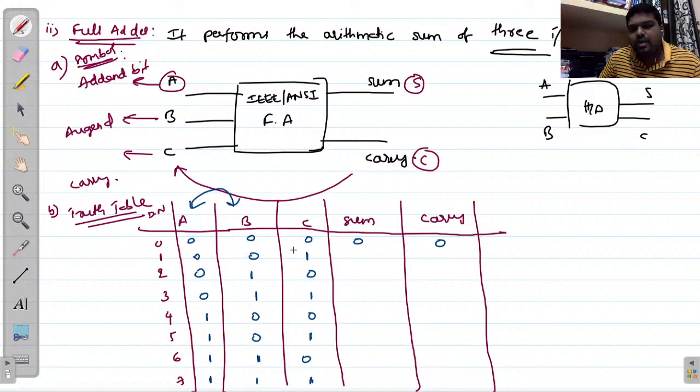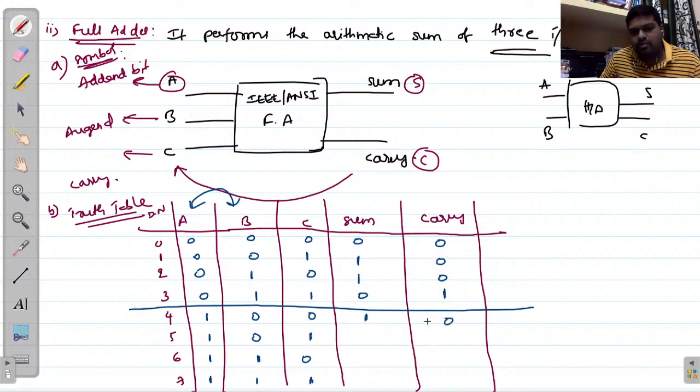Okay, that 0 can be added to this particular C value 1. So I am getting 1, carry 0. And 0 plus 1, 1. 1 plus 0, 1, carry 0. And 0 plus 1, 1. 1 plus 1, okay, 1 plus 1 means what? Sum 0, carry 1. And next 1 plus 0, 1, carry 0. And next 1 plus 0, 1. 1 plus 1, sum 0, carry 1.